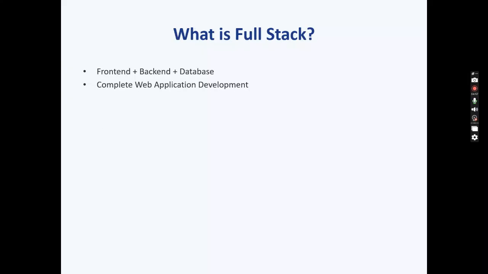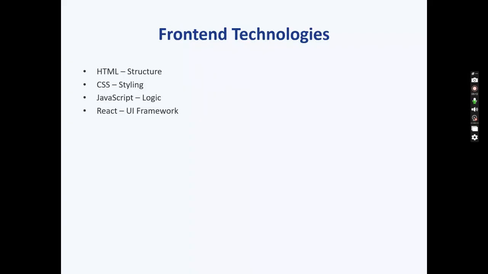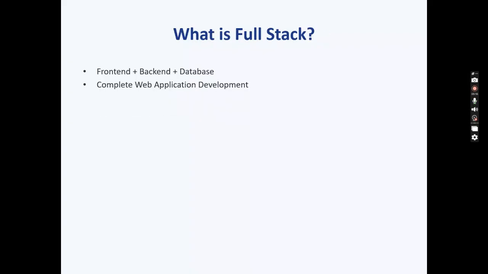Full stack development includes front-end, back-end, and database. Front-end handles the user interface. Back-end handles the logic, which is the API. Database stores data. Developers manage all parts.